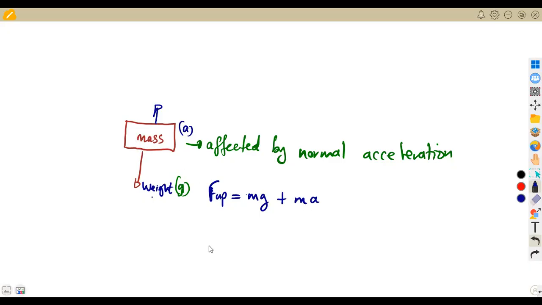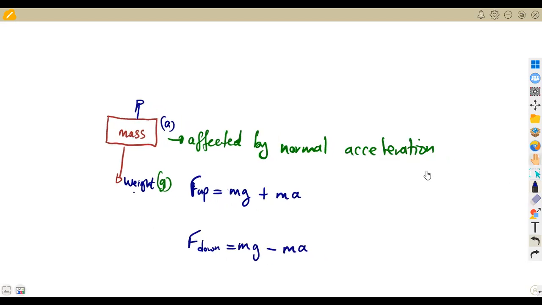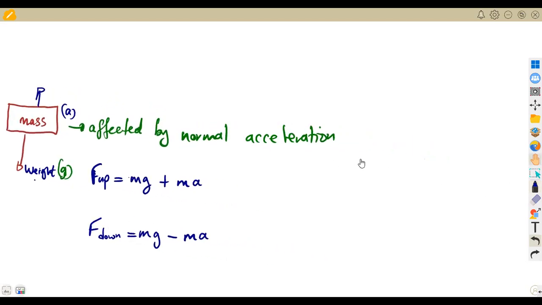Of the body. If we are talking about F down, the one that is going down, we said we are going to subtract the accelerating force. So it is going to be mg minus ma. That is the force going up, or the force going down, which is the same thing that I was trying to explain if we are given a condition of two masses suspended by a rope.